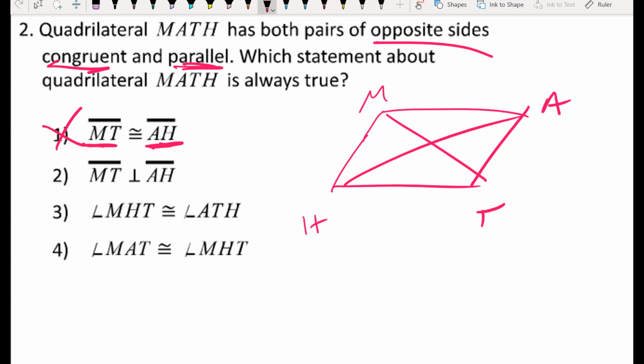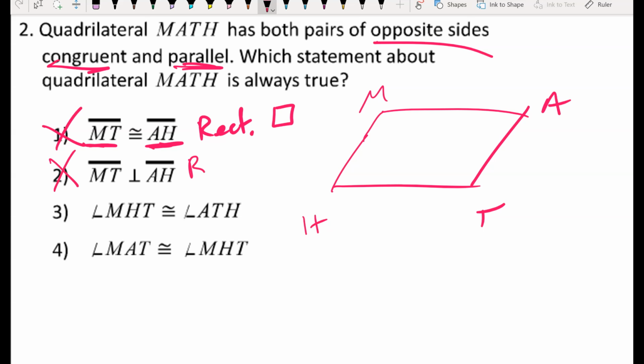That's not necessarily true. If I was talking about a rectangle or a square, then I can make that argument. Number 2 says that the diagonals MT and AH are perpendicular, or that they form a right angle. Again, that's only true if I know it's a rhombus or if I know it's a square. Angle MHT, so the angle at M, and angle ATH, right over there, are congruent. Again, that would only be the case if those were 4 congruent right angles.